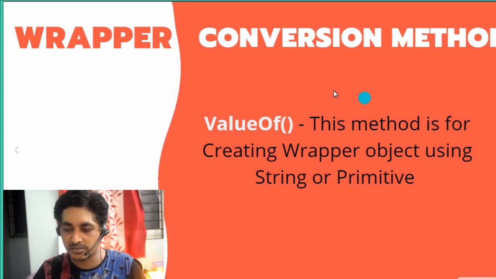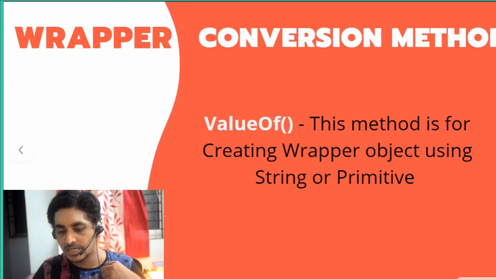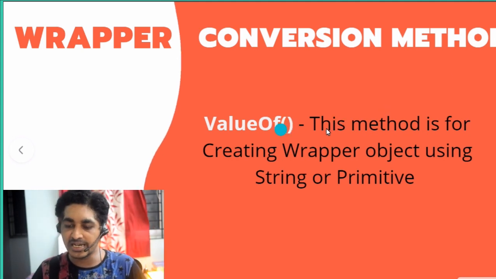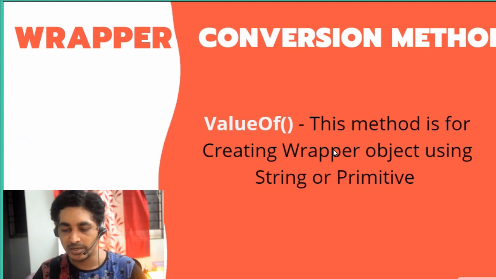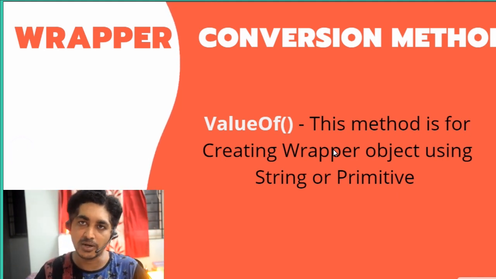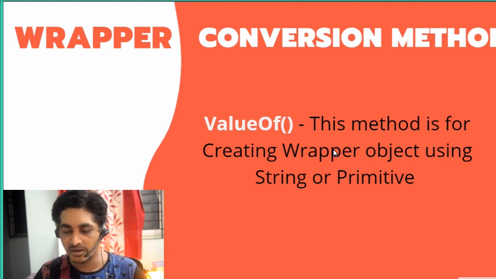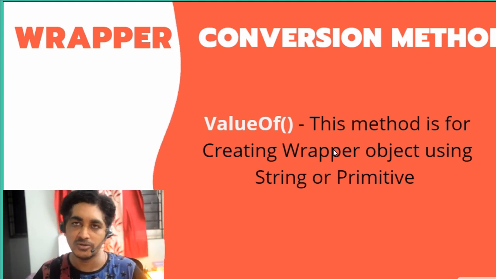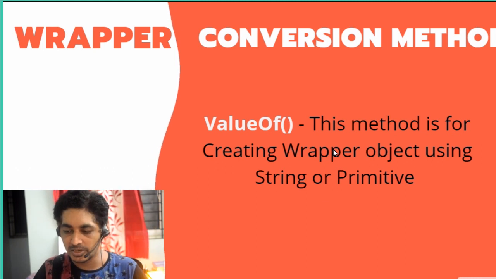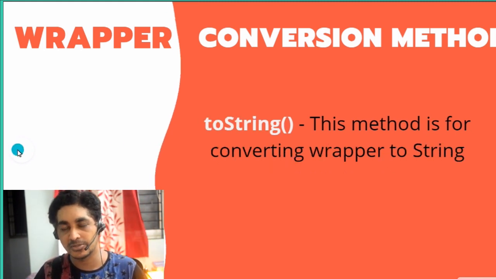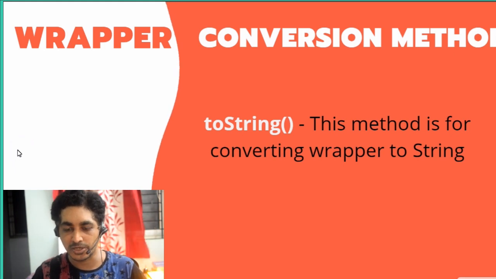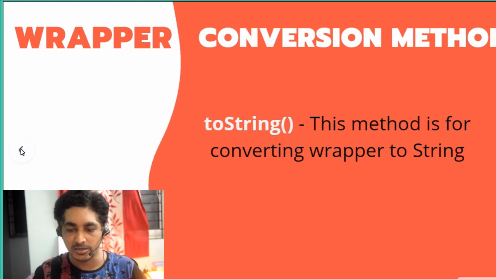So conversion methods. These conversion methods, basically valueOf, this method is for creating a wrapper object from a string or primitive. Okay, this method is for creating the wrapper object. So if you have a string or primitive, then you can convert it into a wrapper class. Next one is toString. toString is basically you can convert any of the wrapper classes into a string format. That is nothing but toString. The meaning itself we know, right? toString. So it is converting to string.